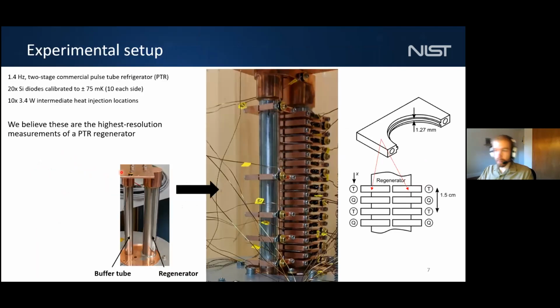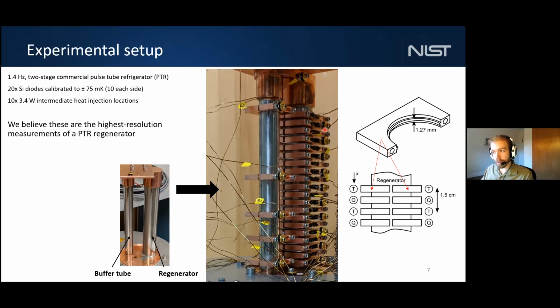Okay, so now with that background, I can move on to some experimental results. And here is a picture of our experimental setup. What we have is a two-stage commercial pulse tube refrigerator. The smaller tube is the buffer tube, which is essentially just an empty tube between 3 Kelvin and room temperature. And this tube on the right is the regenerator.